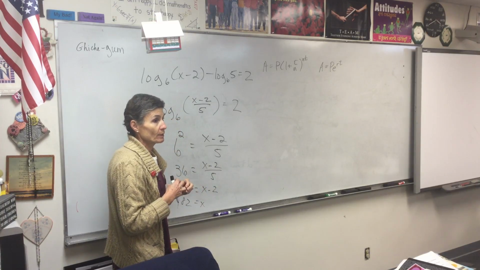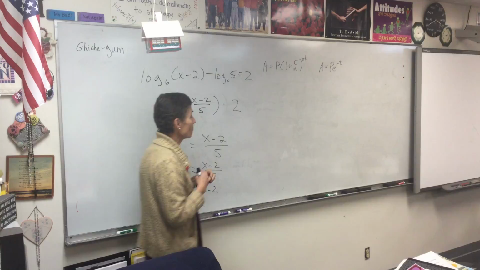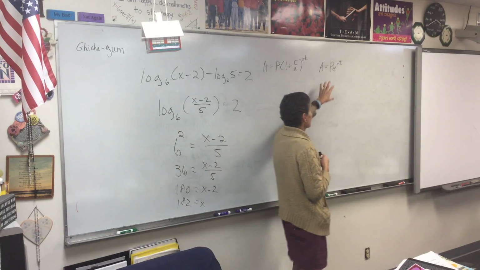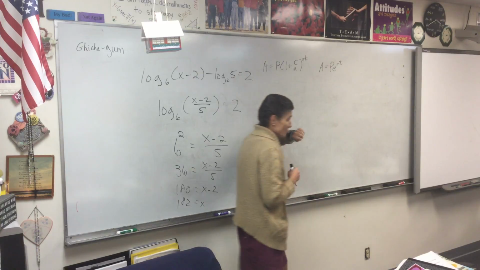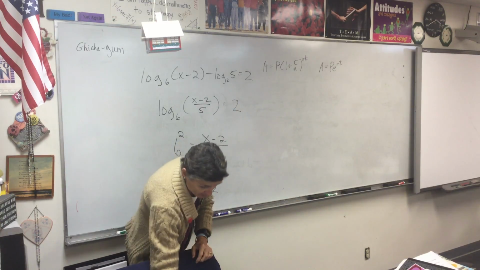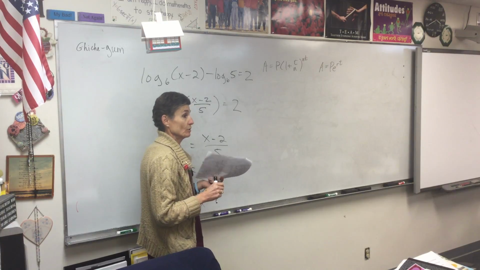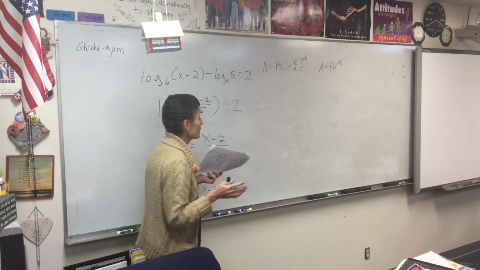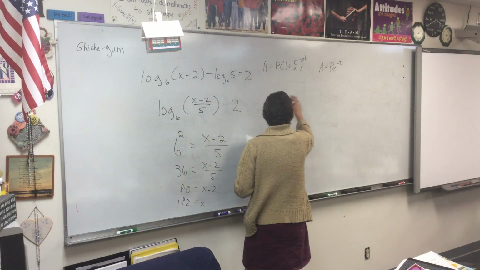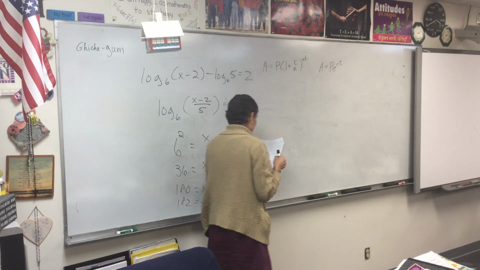The word compounded. If it says compounded continuously, if the word continuous is in there, you're going to use this one. This doesn't say compounded continuously. What does this one say? Compounded annually. That means one time a year. Okay, so now I'm going to use this formula. I've got it narrowed down, and I'm going to start putting stuff in.